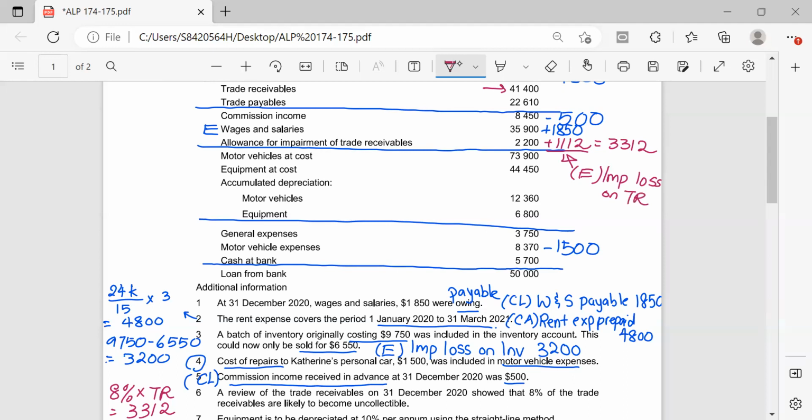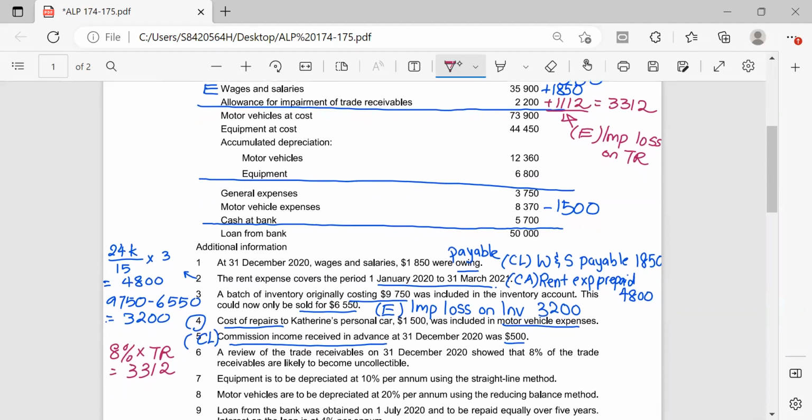Okay, that's it. All right, so inside your allowance is 3312, but for your expense account, it is 1,000 something. So it's a different amount for your allowance as well as your impairment loss on TR.